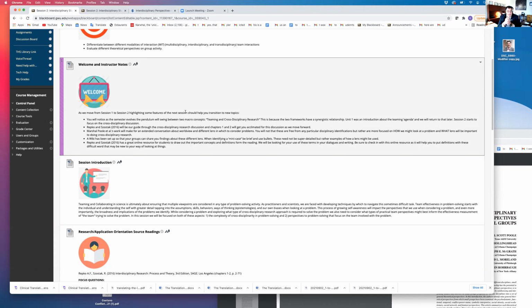I told you the first is that pendulum swing between the two main concepts of teaming and cross-disciplinary research. They have a synergistic relationship. Unit 1 was more about the team science agenda, and now Unit 2, Session 2, is going to be more about the cross-disciplinary discussion. The book by Repko and Szostak, which looks like this, I think you all have an electronic copy of it, will be our guide through looking at cross-disciplinary research. It's very much a step-by-step guide, and you'll be working with this book a lot in the next couple weeks.